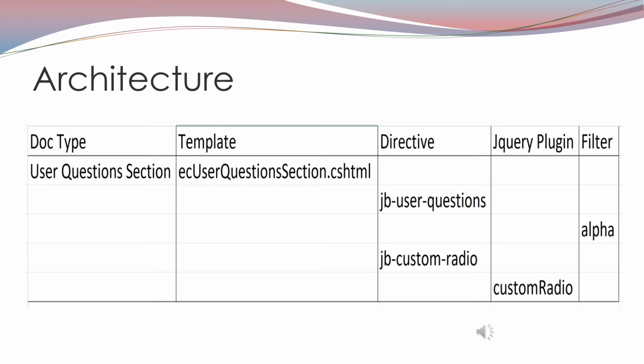We've seen the demo. In the demo, all the answers were A, B, C, D, etc. And the A, B, C, D was implemented by the Angular filter alpha.